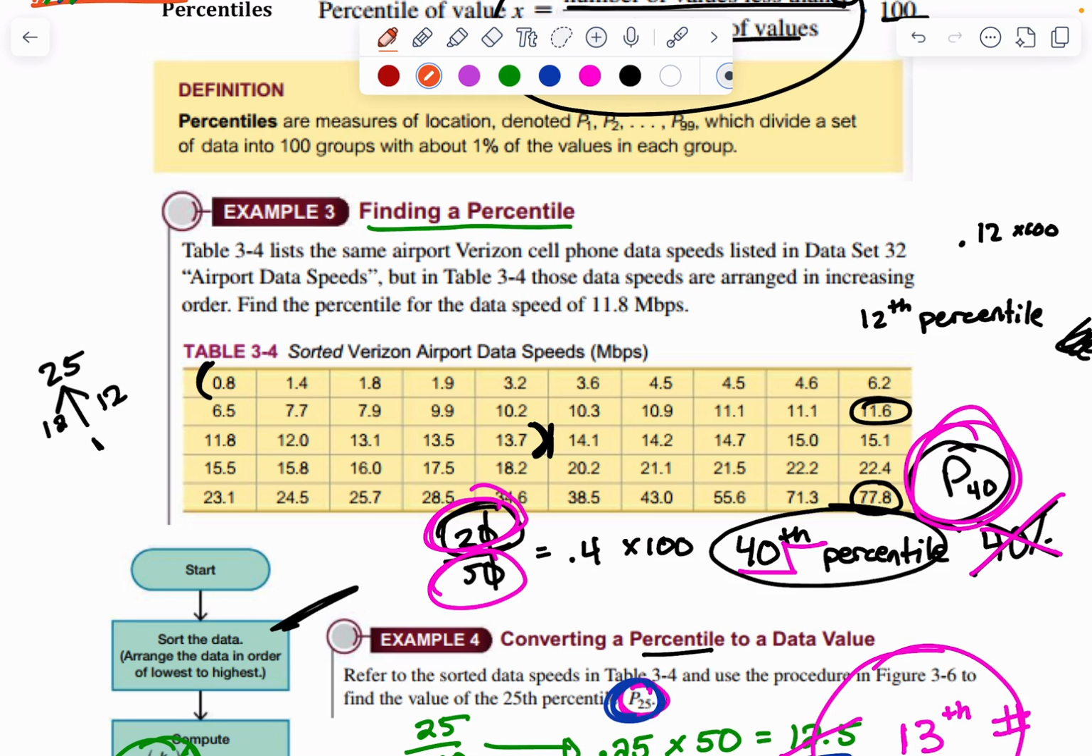And that will be the 13th number, right? 12 numbers here, 12 numbers there. So I'm going to go to the 13th number. There's 10 numbers here, and then 11, 12, 13. 7.9 is my Q1, okay?